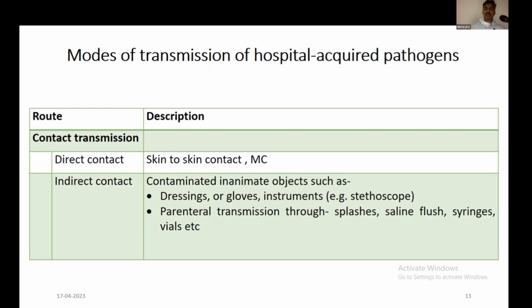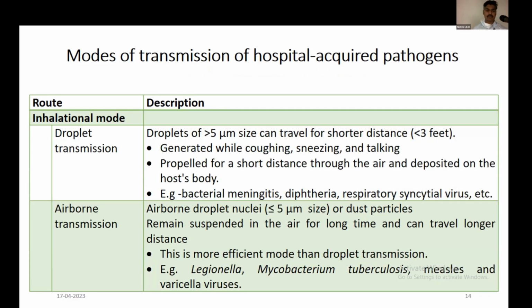So what are the modes of transmission of hospital-acquired infection pathogens? It can be contact transmission, divided into two: direct or indirect. Direct can be skin to skin. Indirect is through dressings, gloves, instruments, stethoscopes, and parenteral transmission through splash injury, saline flush, syringes, and vials.